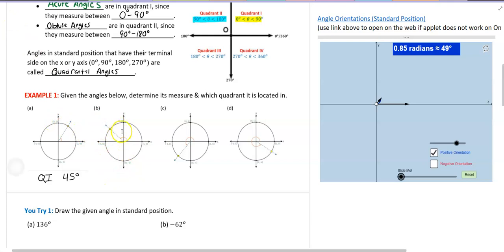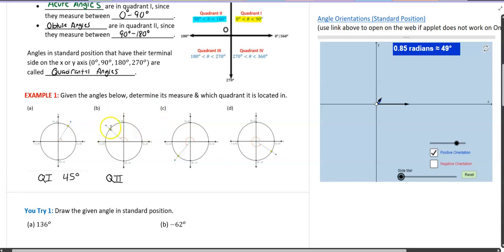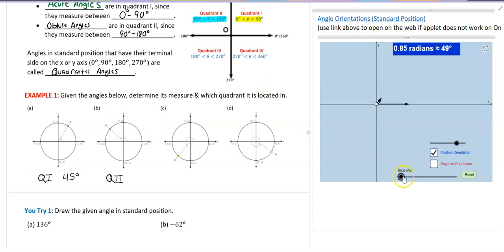My second angle, letter B, is in quadrant number 2, because it lies in the upper left-hand corner of the screen. If I use the slider, I'll say it's about halfway between 90 and 180. Do your best estimate for this, but I'm going to argue it's about 135, which is exactly in the middle. 45 degrees is exactly between, by the way, because each quadrant is 90 degrees. So that's where I'm getting these numbers from.